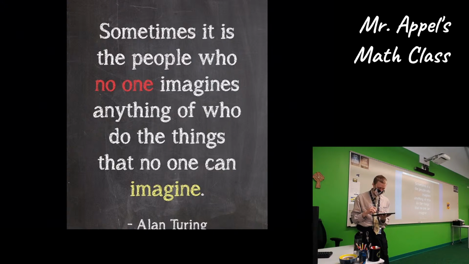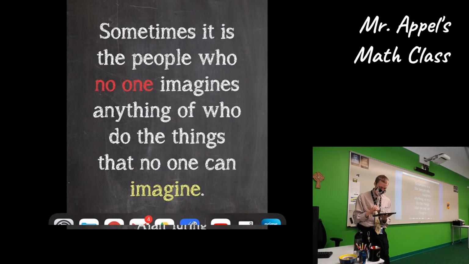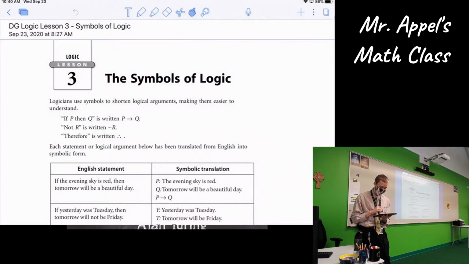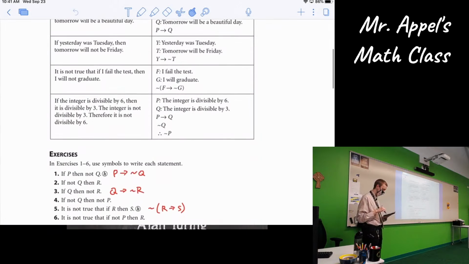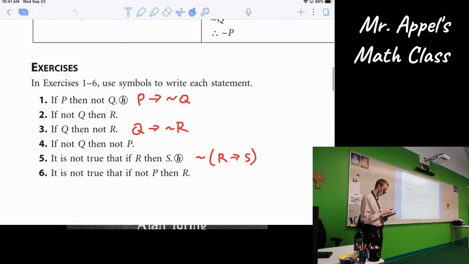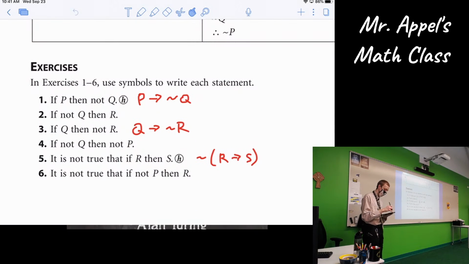So please take out your Monday homework if you have it handy. If you don't have it handy, well, you'll have to come back and watch the YouTube video again to check your work later. All right? So the symbols of logic from Monday. There we are. Number 1, if P then not Q looks like this.